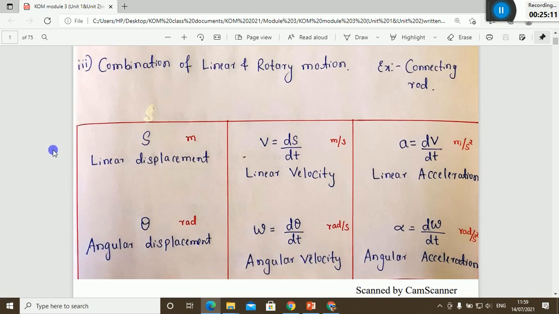And I consider the linear motion of the object, that is nothing but I'll get three parameters. So when there's a change in position in a straight line direction, I can call it as a linear displacement. When you differentiate this linear displacement, you'll get linear velocity, that is v is equal to ds by dt. Again, when you differentiate this linear velocity, you'll get linear acceleration, that is a is equal to dv by dt. This is for linear motion of any object.